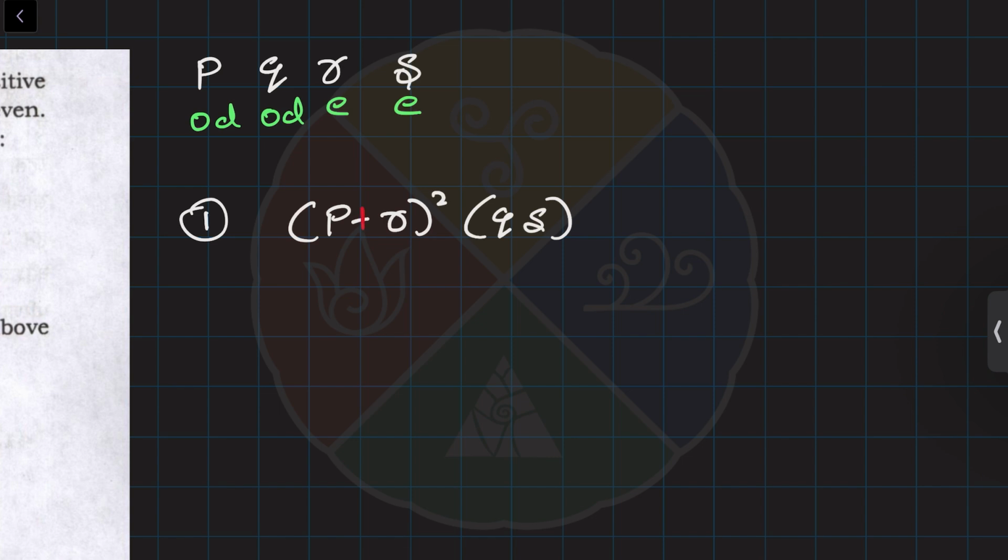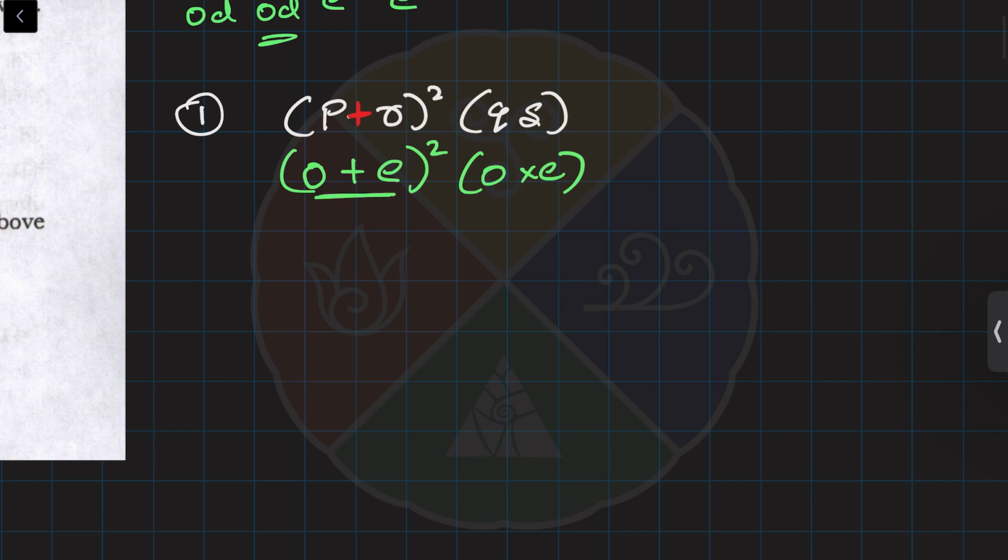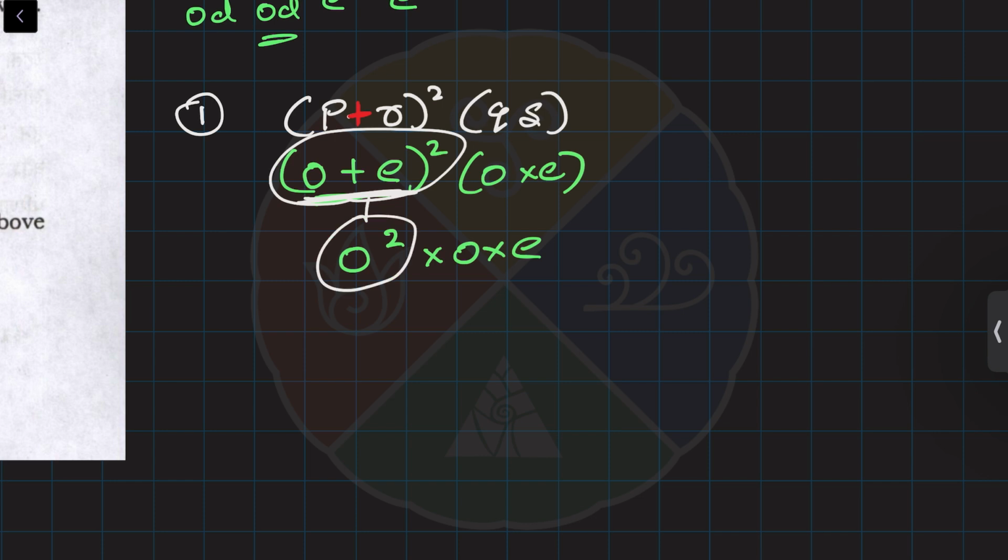First of all, I'm going to take everything as plus because minus or plus, it's not going to make any difference. Now let's see. P is an odd number, R is an even number, Q is an odd number, S is an even number. Now, if you look inside the bracket, odd plus even is simply odd. Odd square into odd into even. This entire part is going to be odd, but that doesn't matter. Even if a single even is getting multiplied, you are going to get even.